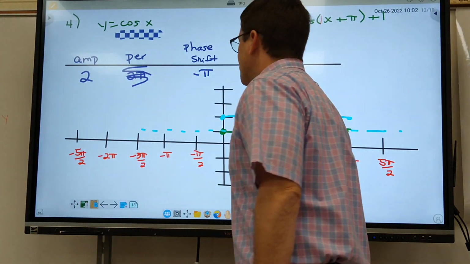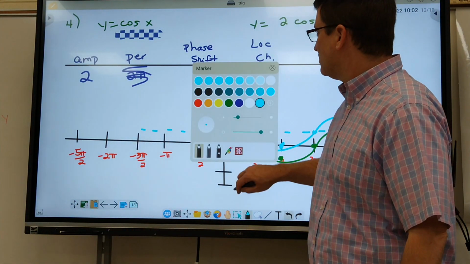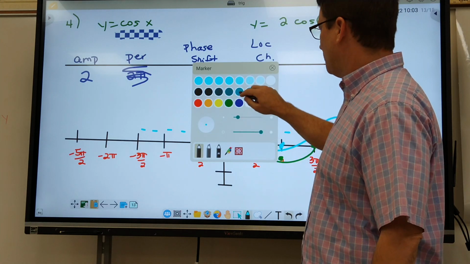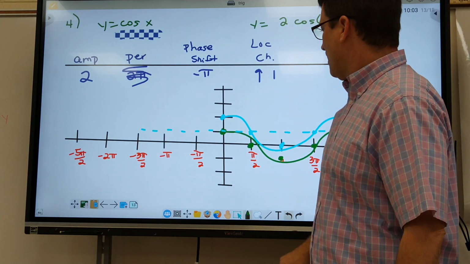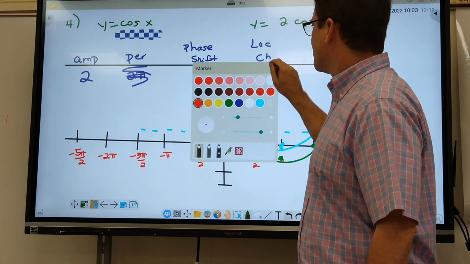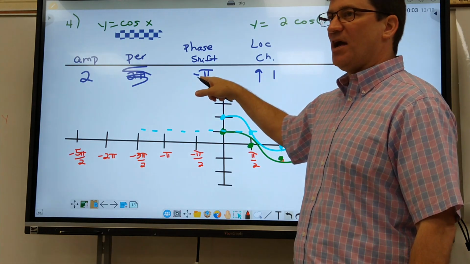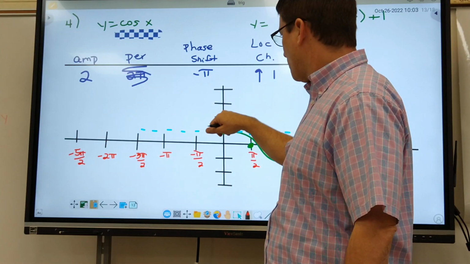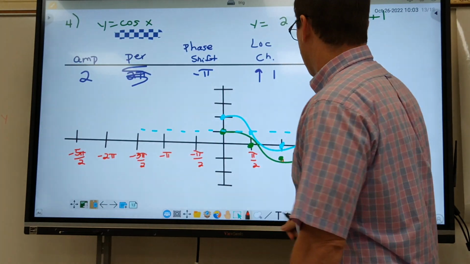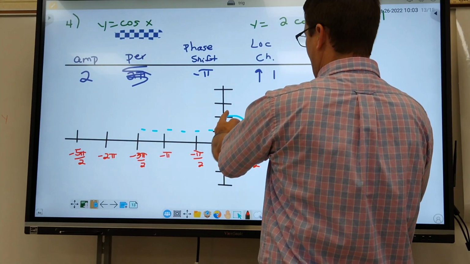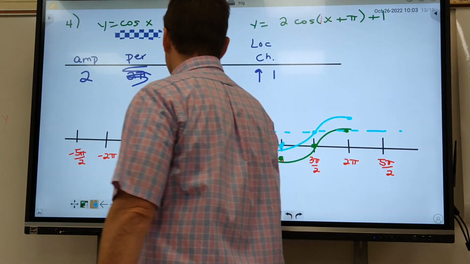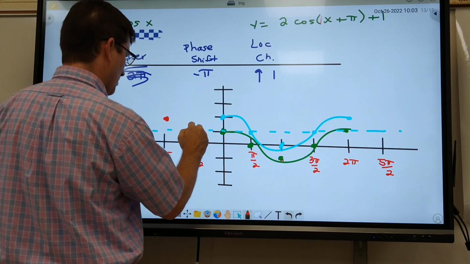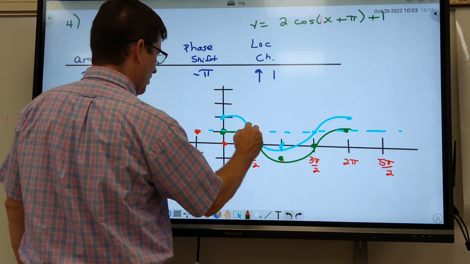Alright, here we go, next change. The phase shift is easy; period's the one that's hard. Alright, next one. What's it say we gotta do? We gotta shift it over to negative pi. So here's negative pi, right? That first point, I just slide it back there and draw the same shape. It's like you're taking your shape and you're doing this. So it goes here, here, here, here.